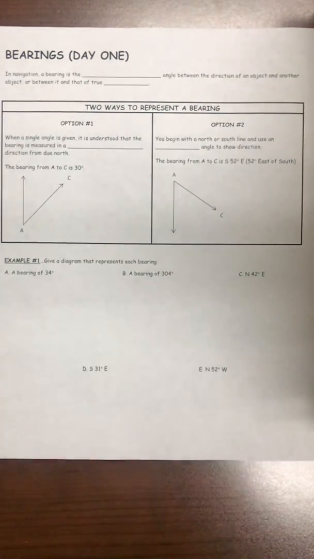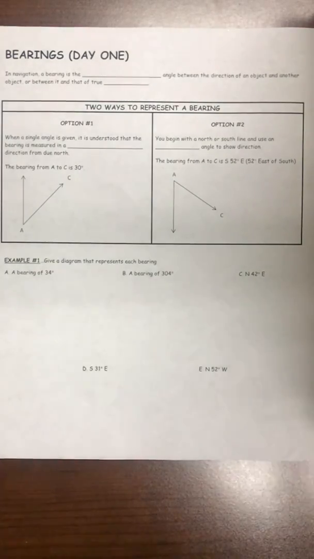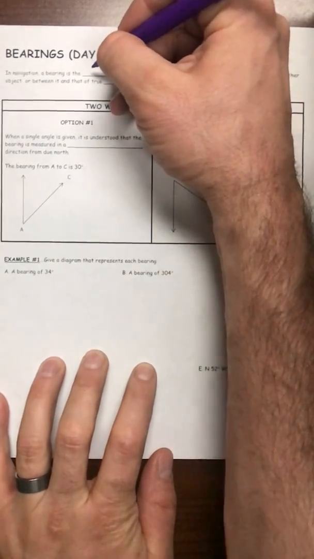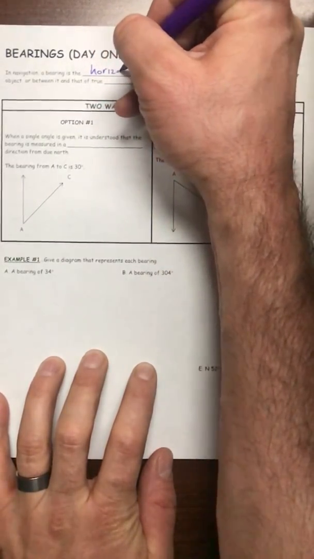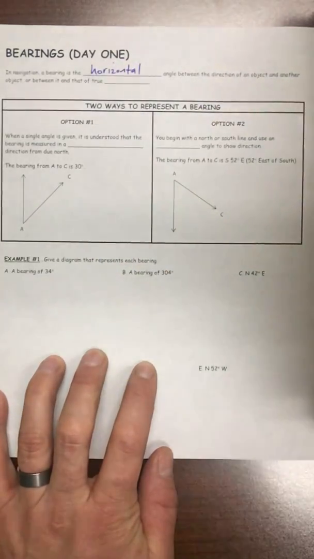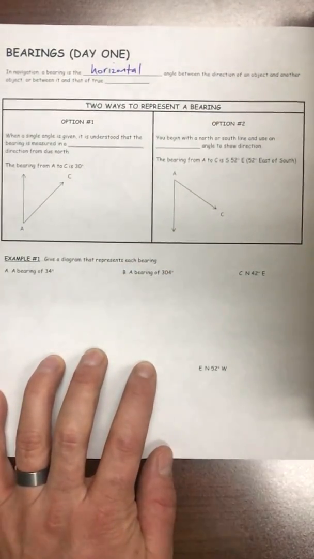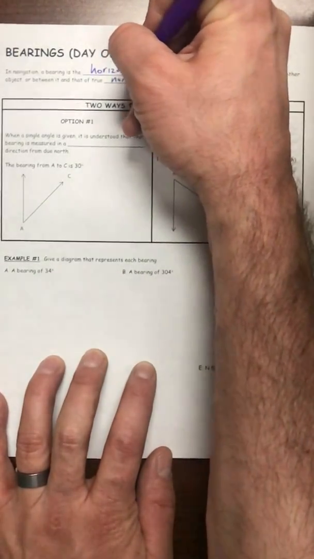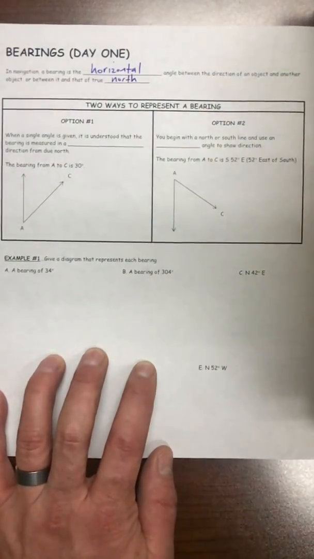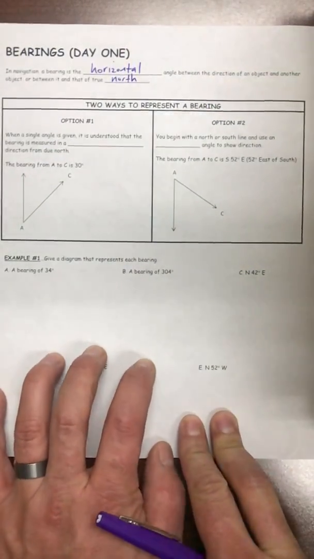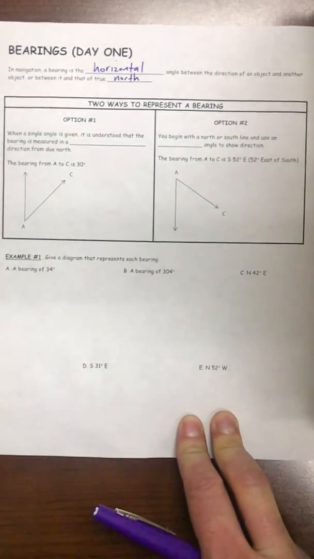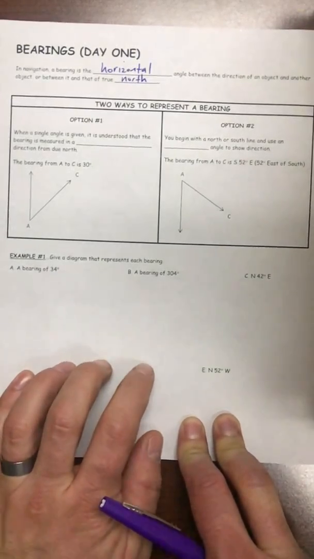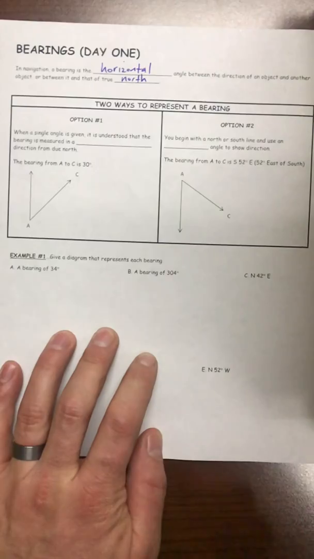Planes and ships and any type of travel, because we're sitting on the sphere of the earth, we use bearings. In navigation, a bearing is the horizontal angle between the direction of an object and another object, or between it and that of true north. We'll explain what that means in just a second. There's actually a couple different ways that we use bearings. For example, it could be 30 degrees north of east, or it could be just a straight bearing, which we'll explain in a second.